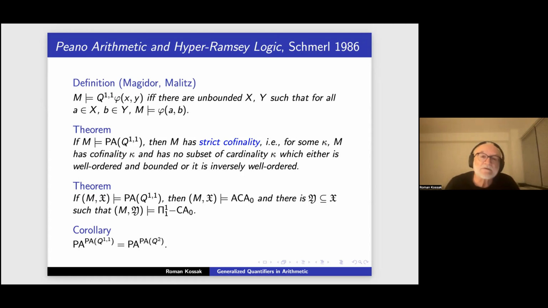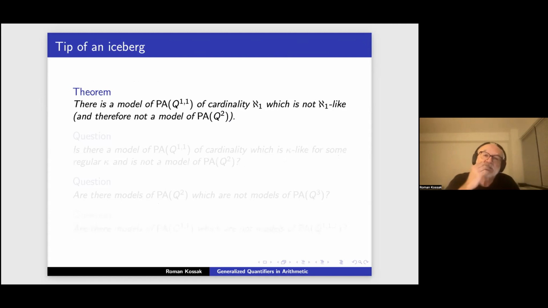And there are many other interesting things. So I say this is only the tip of an iceberg, what I quote here just to give you some flavor of what's in the paper. The previous theorem was just a characterization, and it does not say that there exist models with this strict cofinality, but they do exist. So in particular, there is a model of PAQ11 of cardinality Aleph1, which is not Aleph1-like, omega-1-like. And because of that, it's not a model of PAQ squared.